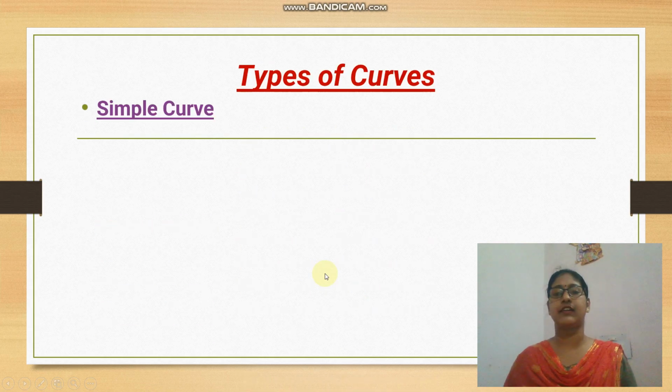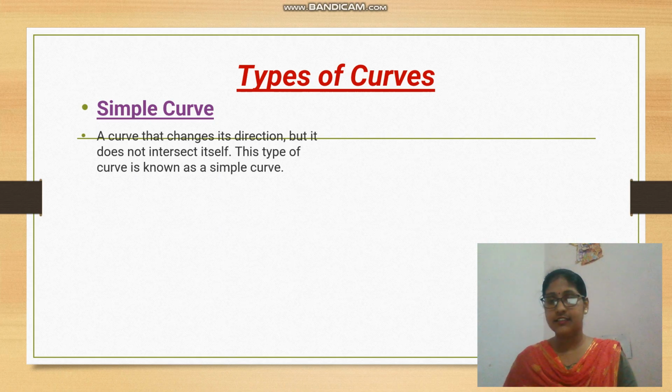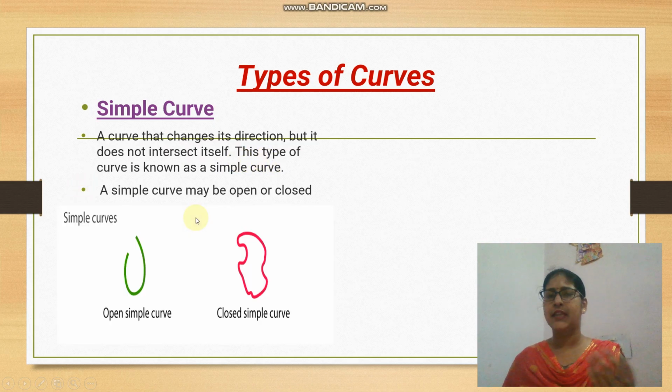Our first type is the simple curve. A curve that changes direction but does not intersect itself is a simple curve. A simple curve may be open or closed. Here in the first figure, it is an open simple curve. Suppose this is my starting point and this is my ending point. When we change direction and these points do not intersect each other, it is an open simple curve. Similarly, in this figure, suppose this is my starting point and this is my ending point. When we change its direction and these points do not intersect each other, it is a closed simple curve.